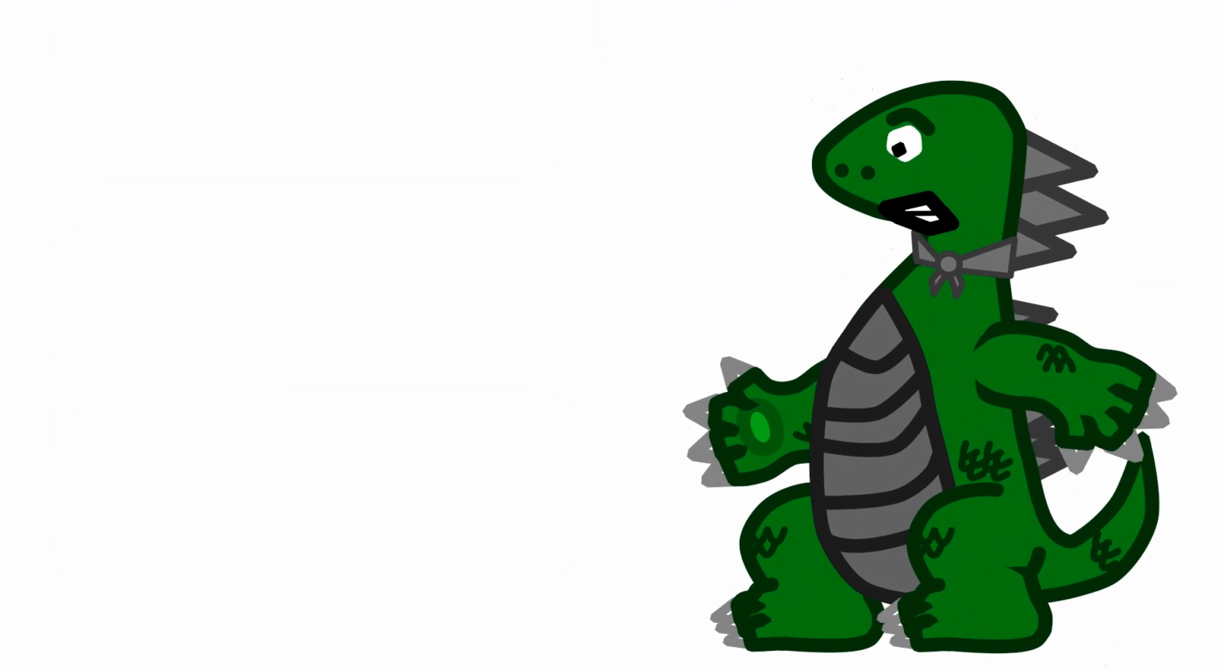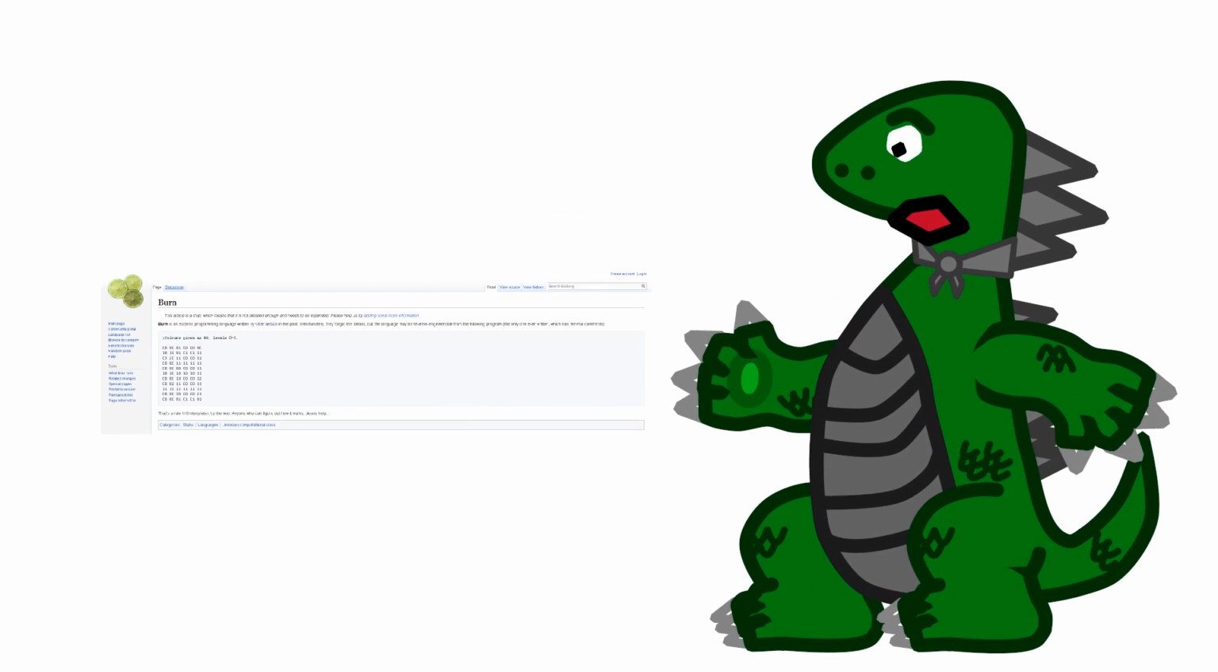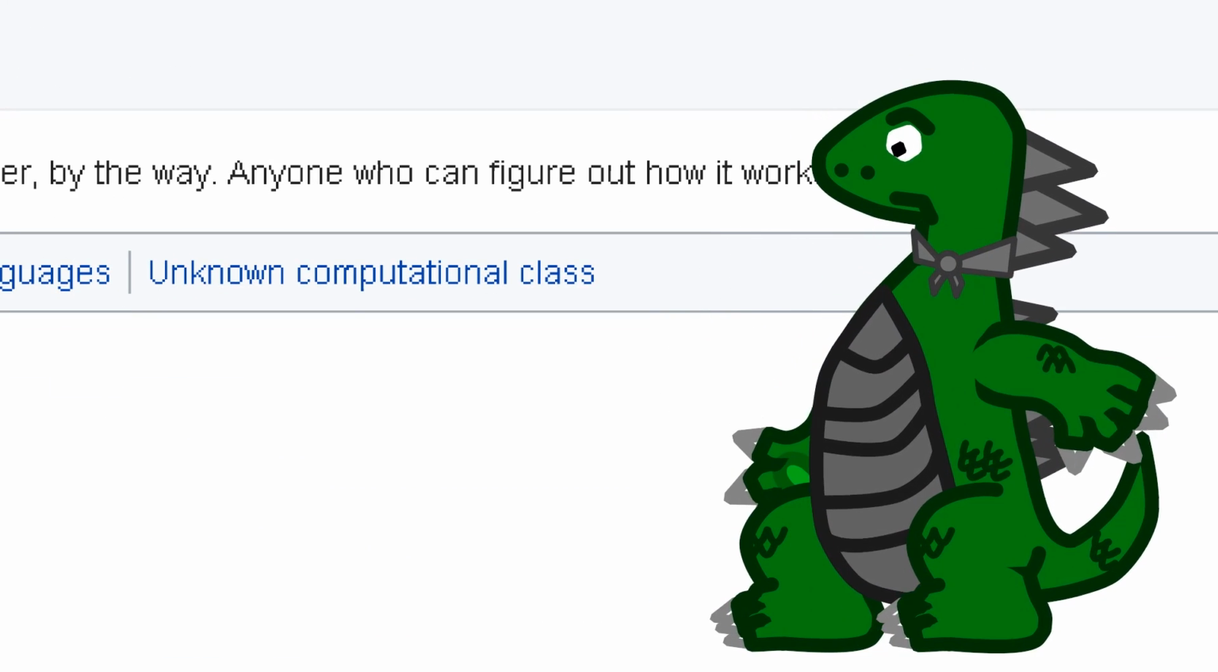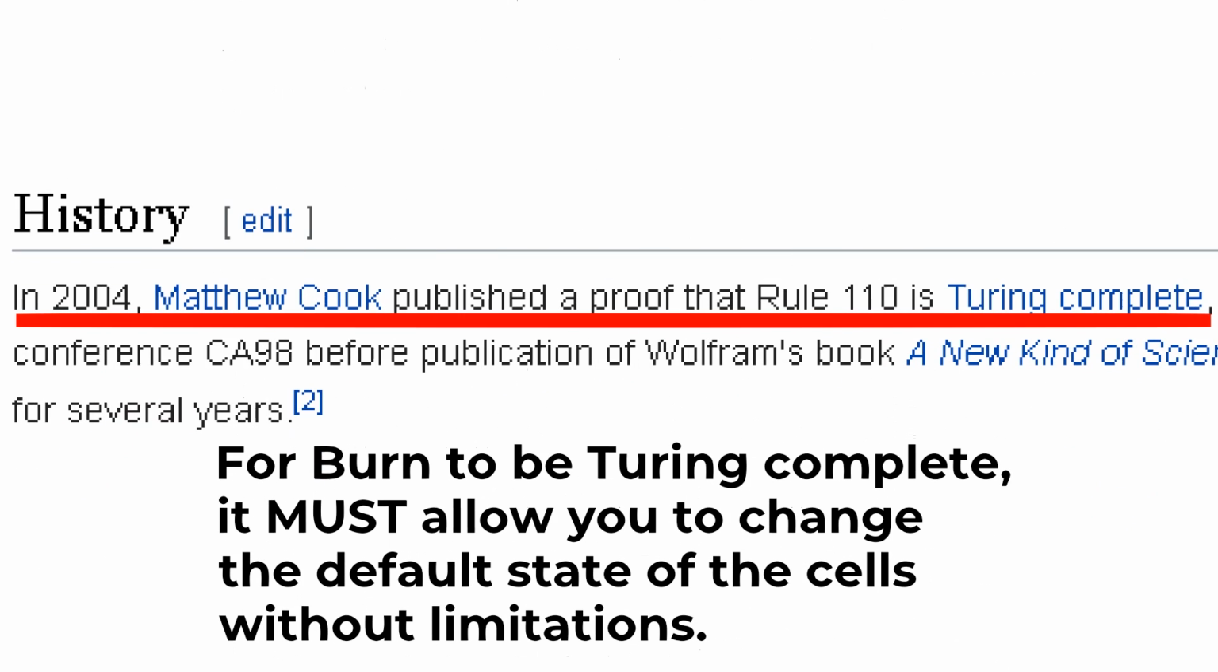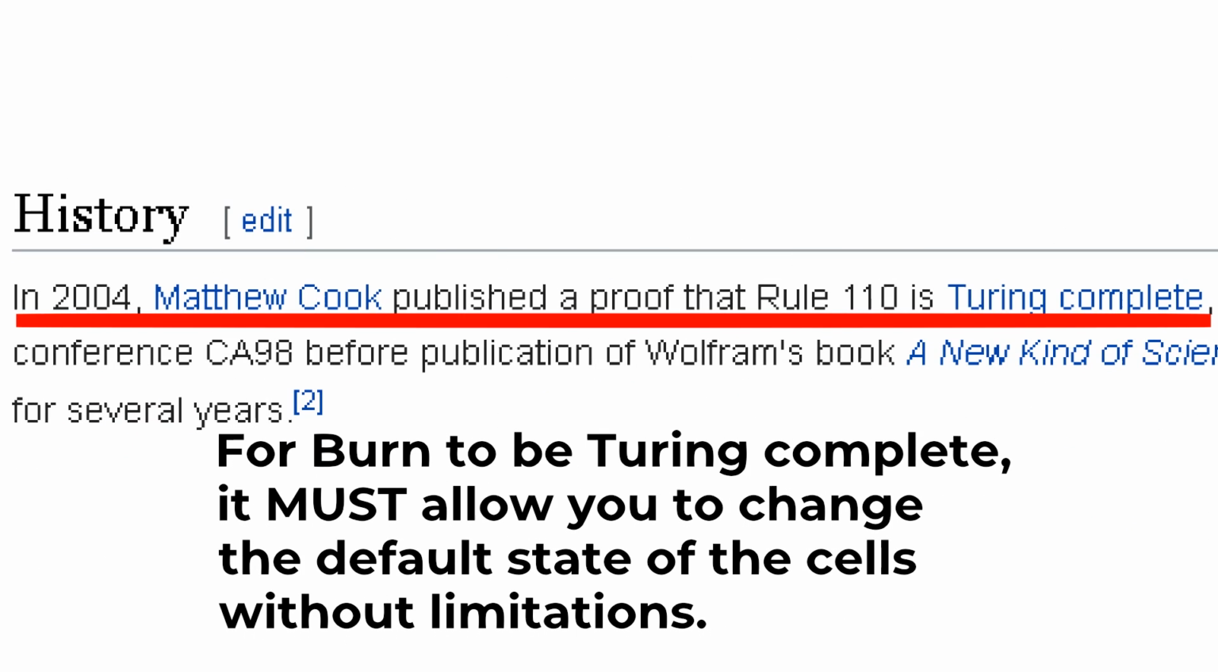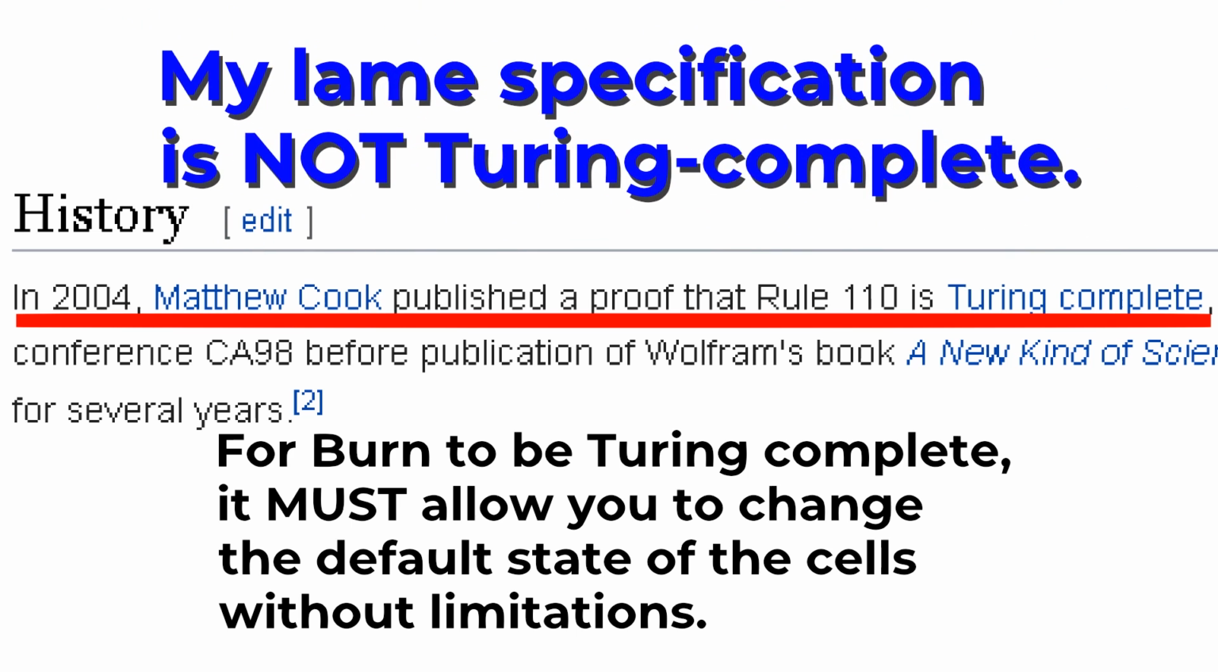But how do you know it's Turing-complete? The wiki page says it has an unknown computational class. And yes, it says that, but Rule 110 is Turing-complete, so if Burn lets you change whatever the default arrangements of blocks in Rule 110 is, then it's Turing-complete. That means that my specification is not Turing-complete, but that's also because my specification is completely stupid.